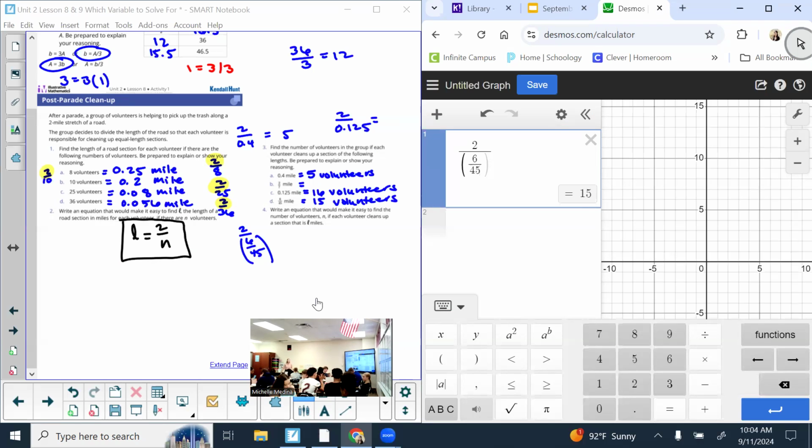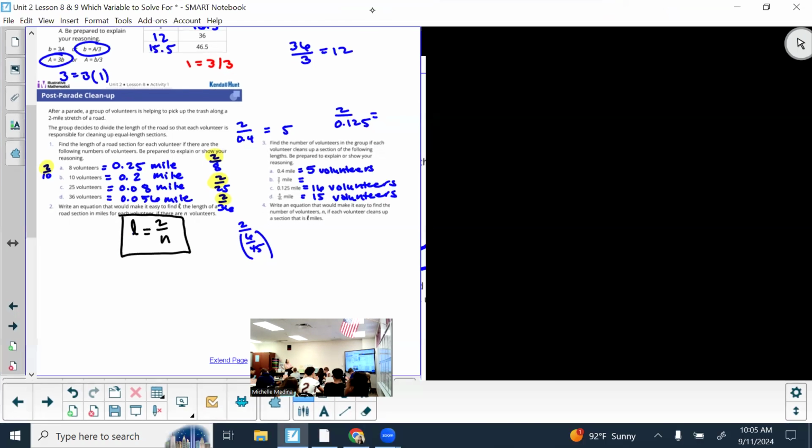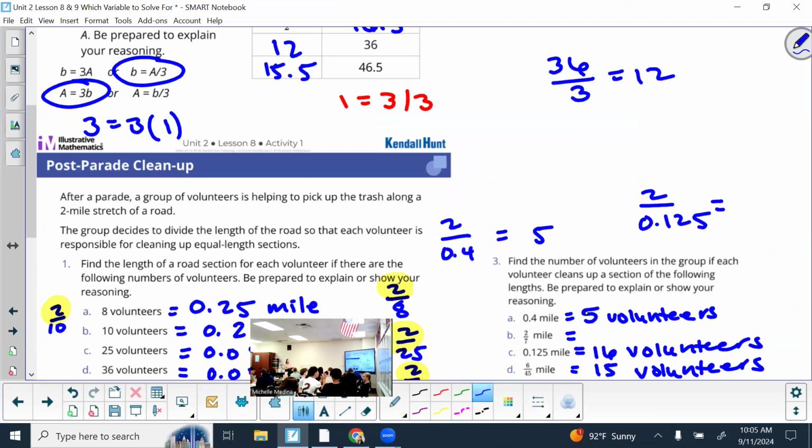Table 7. When there's 2/7 of a mile that each one has to clean, how many volunteers were there? If it's 7 volunteers. All right, class, what do you think? Does that sound good? Okay, so if we're doing the same thing we did earlier, 2 divided by 2/7. I know my fraction rule, so I know that dividing by a fraction is the same as multiplying by the reciprocal. 2 times 7 is 14, 14 divided by 2 is 7, so that works, good.